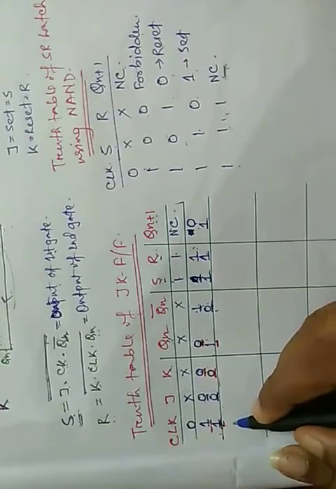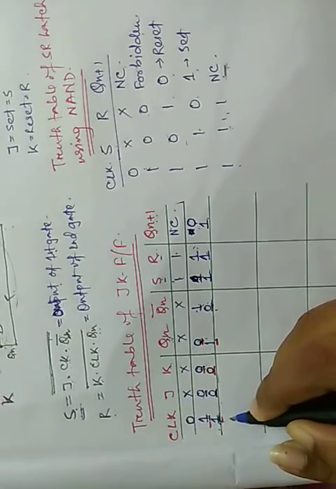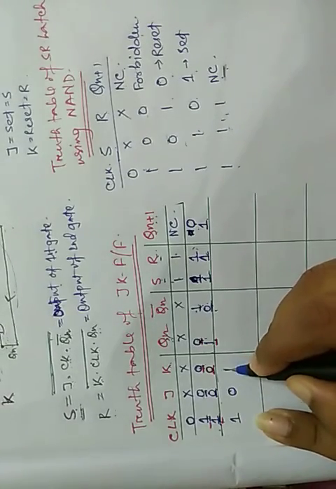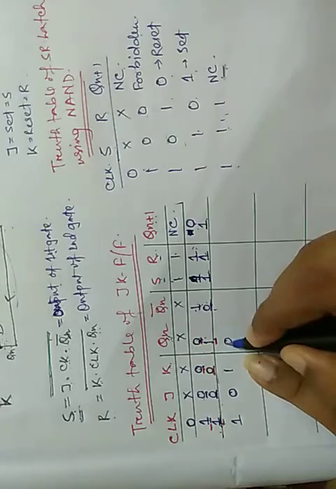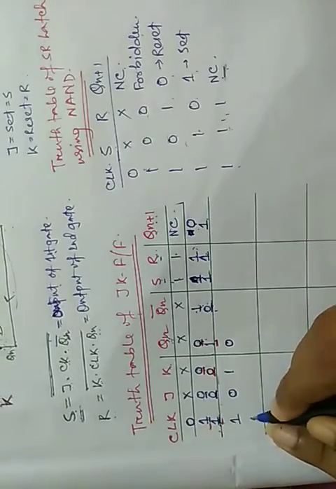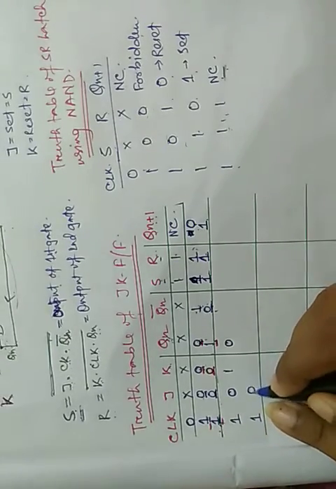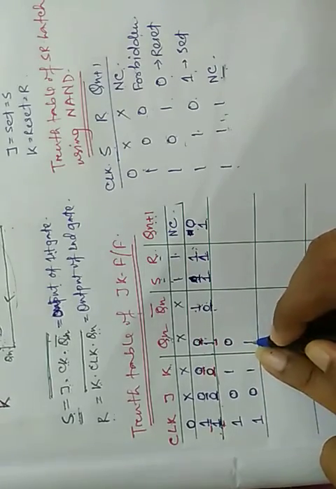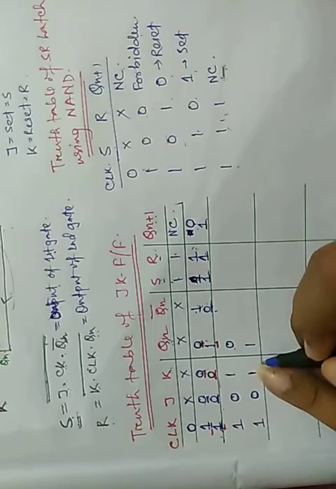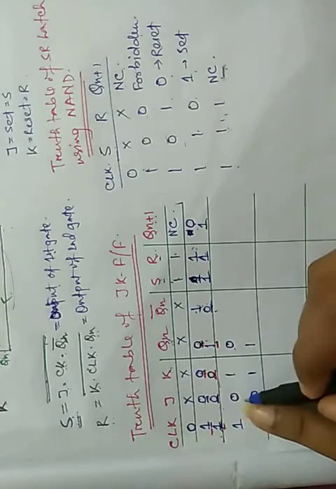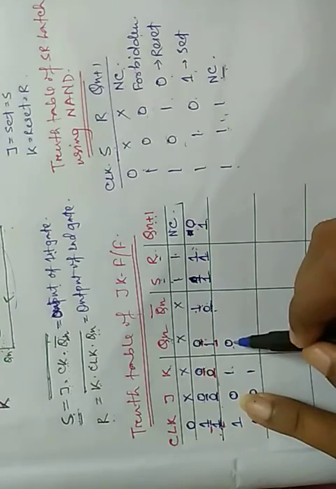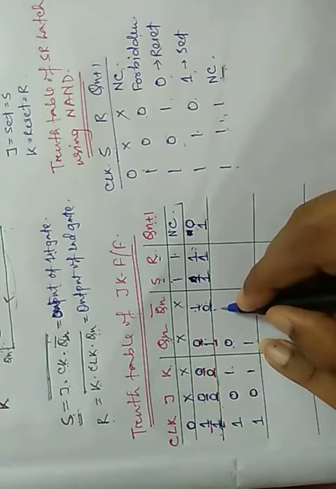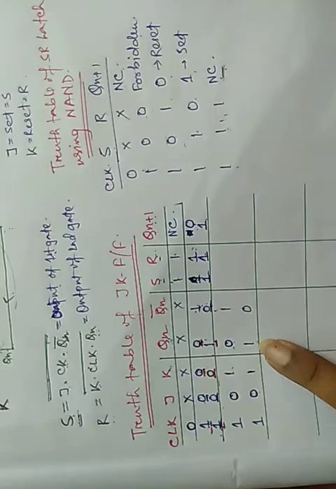Again, for the next condition, when clock is 1, J is 0, K is 1 and Qn is 0. Here also again two conditions. J and K are 0 and 1 when clock is 0, 0 and 1 when clock is 1. Now Qn bar is 1, 0.